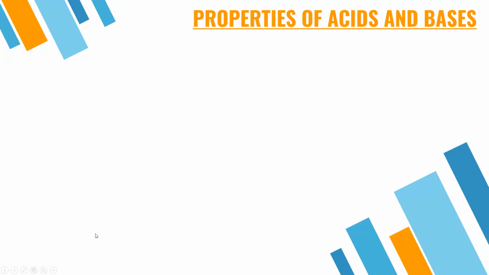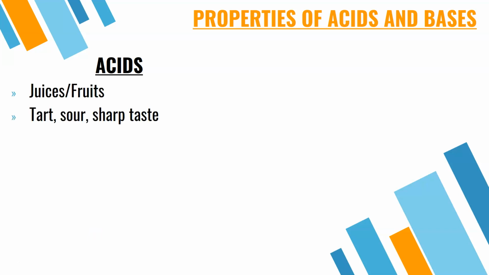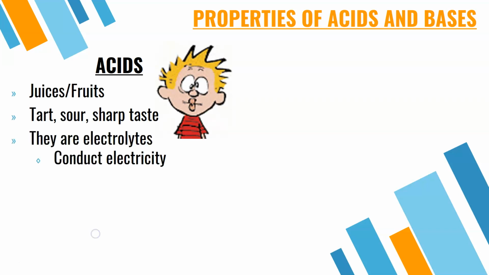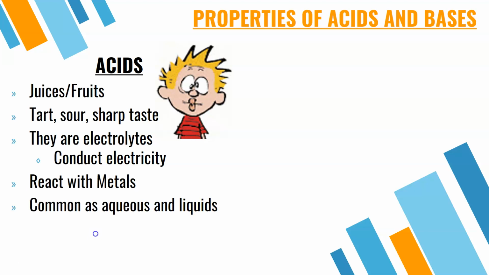So the properties of acids and bases. Acids are usually found in things like juices and fruits. They're usually really sour or tart tasting. They like to conduct electricity because they're made up of electrolytes. We can get that electricity to be conducted. They react with metals, and they're very often in aqueous and liquid forms.